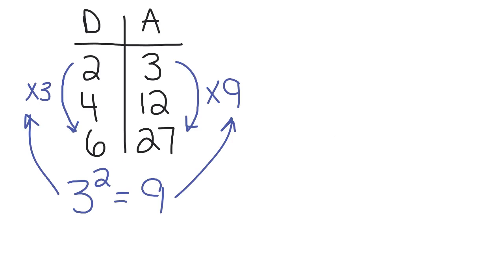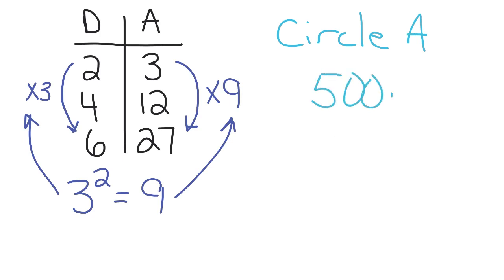Well, we have circle A. It has an area of approximately 500 inches squared. And circle B, the diameter is 3 times bigger. So what happens when the diameter is 3 times bigger? The area is 9 times bigger.